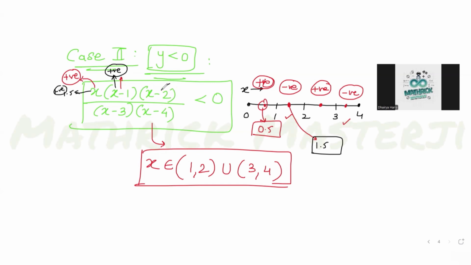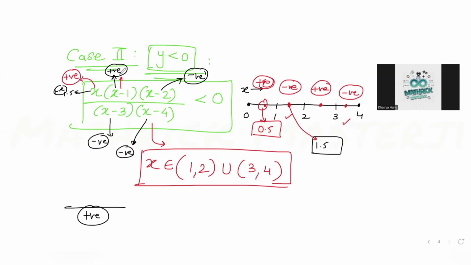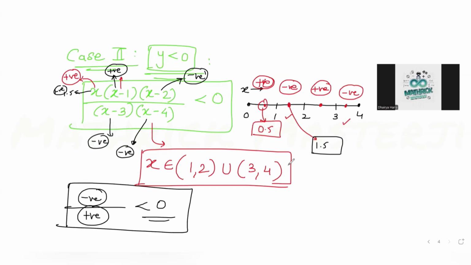Now 1.5 minus 2 will become negative. 1.5 minus 3 also negative, 1.5 minus 4 also negative. So negative into negative, positive is my denominator. Numerator, if you see positive times positive, positive, and positive times negative, negative. So I get from here negative over positive, which is definitely negative. So I get this condition verified.